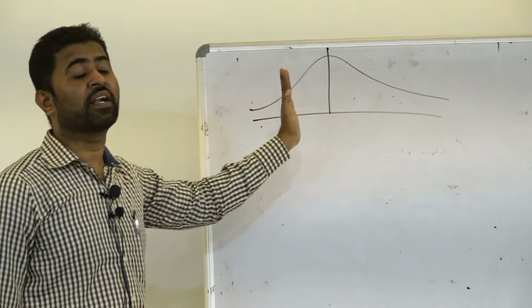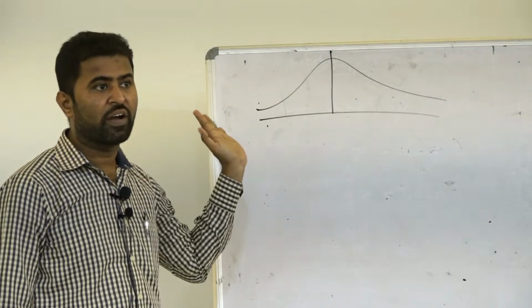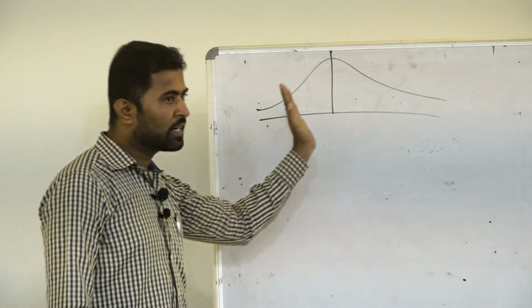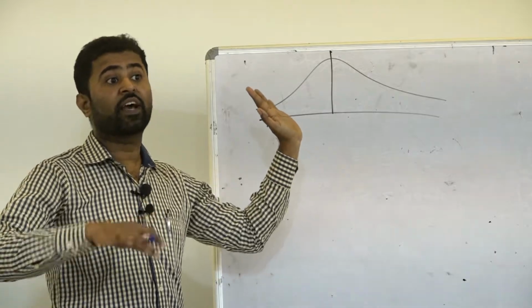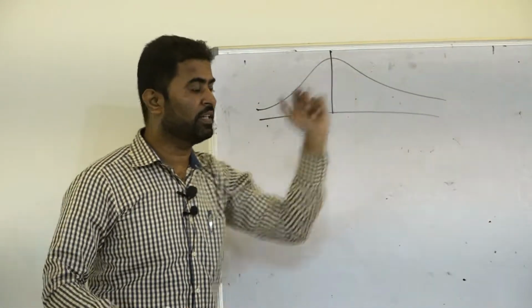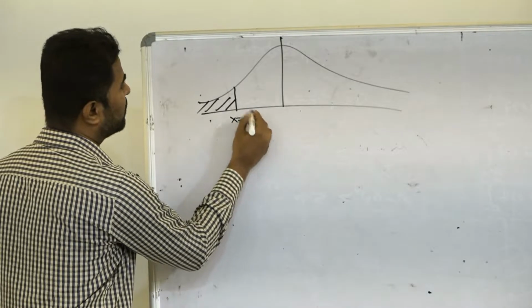7% of the items are under 35. Under: if we see under, then that will be this side. If I say over, then that will be the other side, right? 7% under 35, so this is x equal to 35. This is 7%.